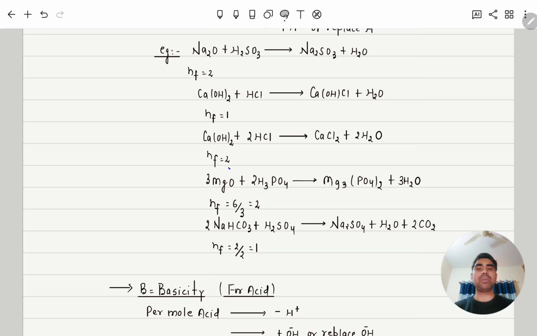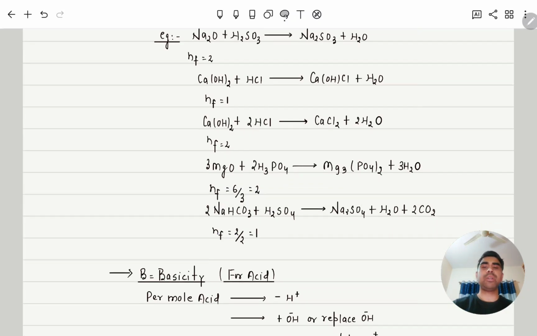Here you can see magnesium oxide. Due to its presence, how much hydrogen is removed? 6H plus is removed. Here you can see phosphate combining directly with magnesium. So 6H plus is removed by 3 moles, but n factor is defined for 1 mole. So 6 divided by 3, the n factor for MgO is 2. Here you can see sodium bicarbonate, which is also a base. For this, the acidity: how much H plus is removed? 2. Per mole how much? 2 by 2, 1. Clear?